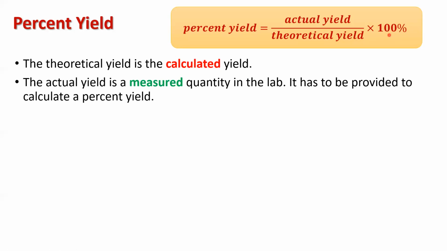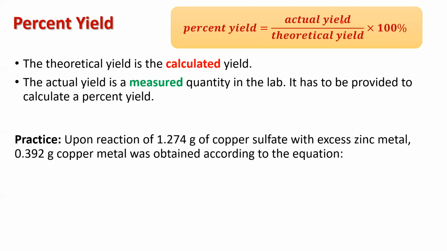Now think about this. Let's say that we were to do a lab and the theoretical yield was 50 grams. And we do the lab and we produce 50 grams. Well, 50 divided by 50, that's 1, times 100, that gives us 100% yield. We got 100% of what we expected to get. If our actual value is less than our theoretical value, the farther away from the theoretical value we get, the smaller the percent yield is. So we'll look at a couple of questions that go along with that.